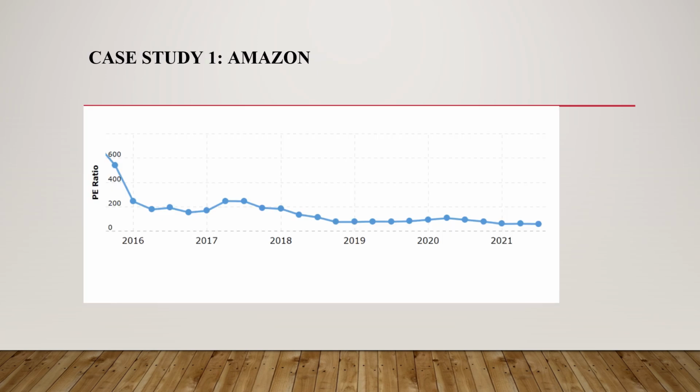Let's make this real with some case studies. Amazon has historically had a high P/E ratio. Why? Investors believe in its growth story. They are willing to pay a premium now for expected future earnings. But remember, this also means higher risk if growth expectations aren't met.